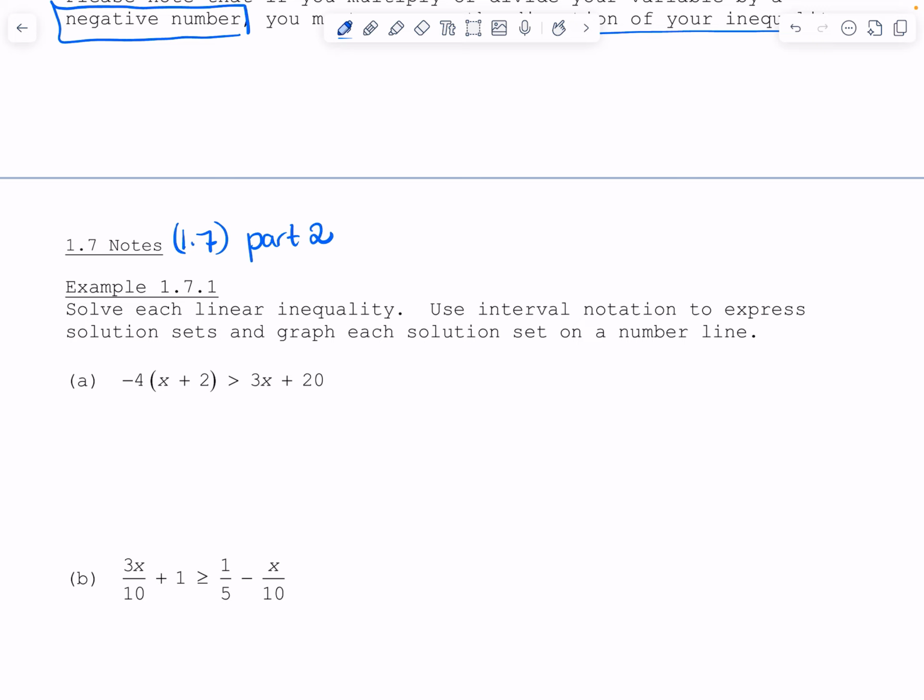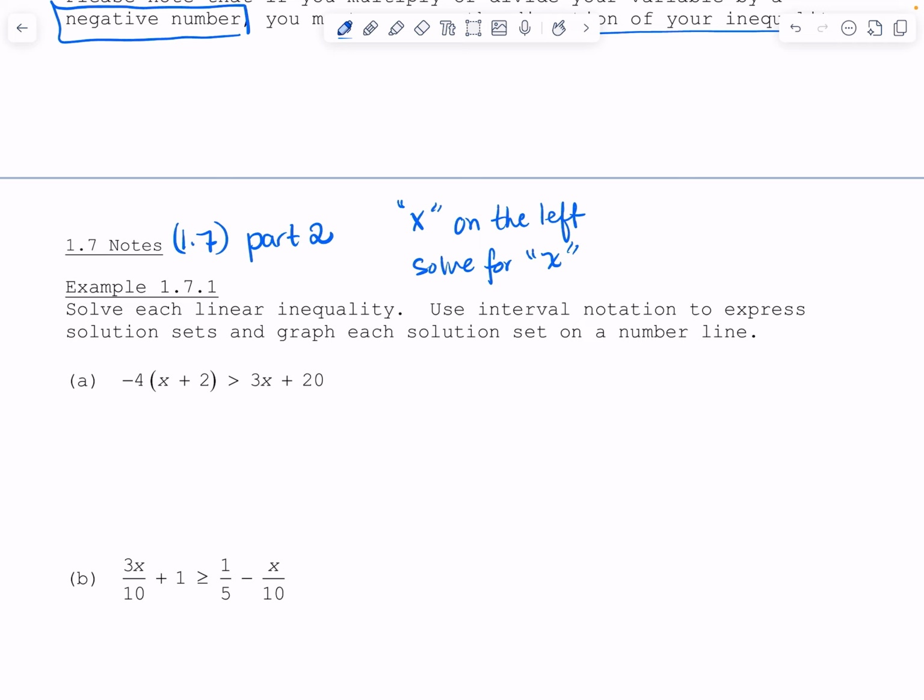So in the second part, we're actually going to be solving linear inequalities. The first thing we have to do is get our x, and when I say x, our variable, on the left. And if we do that and we solve for x, or solve for our variable, then the inequality will tell us which way to graph, okay?